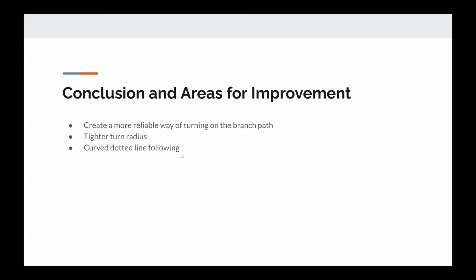Overall, we could do three things differently. We could create a more reliable way of turning on the branch path. We could establish a way to better go through the tighter turn radius, so maybe for that, we would put the line finders a little farther out. And we could improve curve dotted line following, which we were not able to get through on presentation day as well. So this has been Team 21's project.